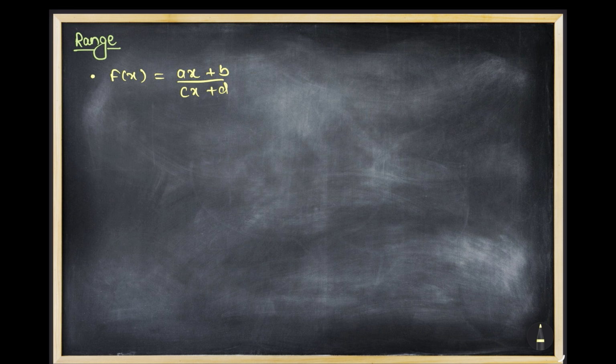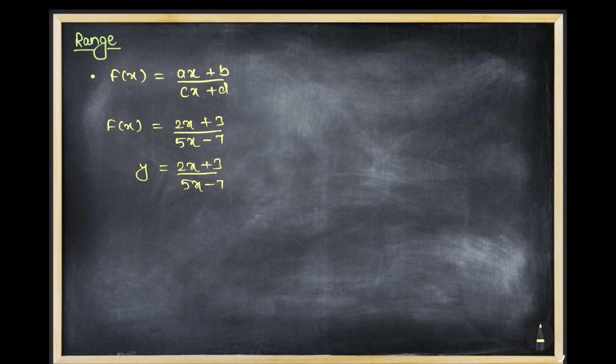Okay, so suppose that we have f of x equals (2x plus 3) upon (5x minus 7). We have to find out the range of this function. How will we do that? Try to understand this part. First I will replace f of x with y. So we got y equals (2x plus 3) upon (5x minus 7).